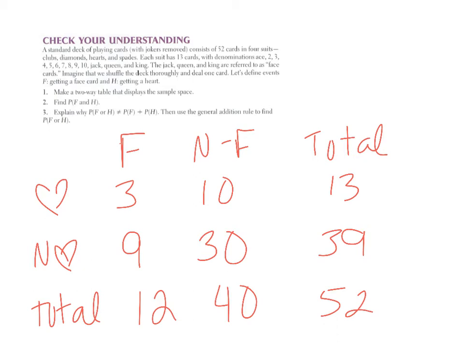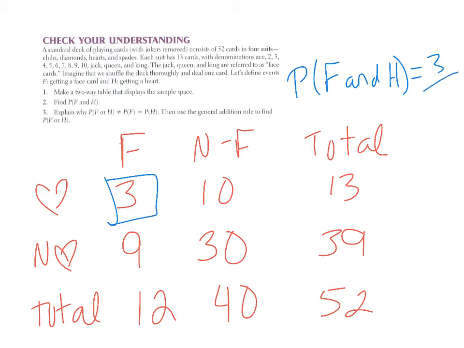I want the probability of F and H. Well, I can look on my table and see where they intersect. They intersect right here. This is my probability of F and H, which is 3 out of 52, because I have 52 possible cards. And 3 of them could be both of those things at the same time.